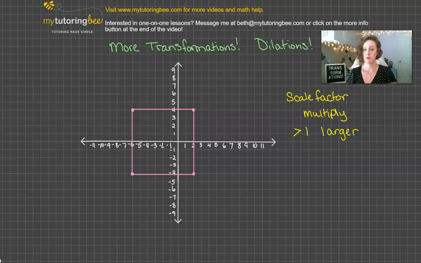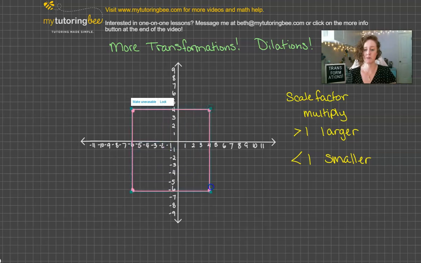And if we're asked to use a scale factor of a number smaller than 1, so something like a fraction or a decimal, then our image is going to get smaller. And I can actually show you a little bit, before we get into a real problem, of what a scale factor does. So I've got this pink square drawn here on my coordinate grid, and you can see that I can just shrink it down or expand it out. And that's exactly what's going to happen when we are asked to use a scale factor.